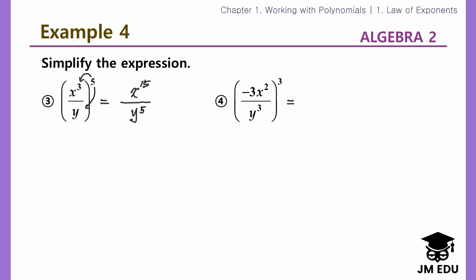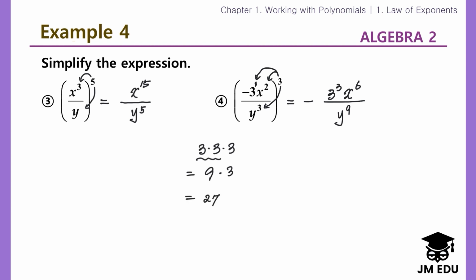Number 4. If a negative is multiplied 3 times, an odd number of times, then it's going to be negative. So that is equal to negative 3 times 1, that's 3 to the power of 3. 3 times 2, that's x to the power of 6, and 3 times 3, that's y to the power of 9. So 3 times 3 times 3, 9 times 3, that's 27. So this expression can be simplified as negative 27 x to the 6 over y to the 9.